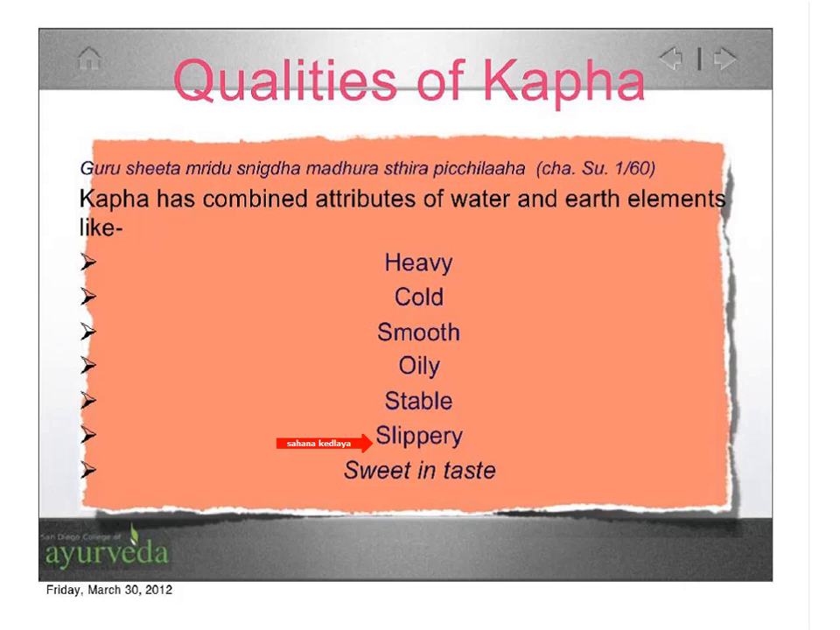The slippery. This is the quality of the water element, and it manifests in the form of the slippery nature of the mucous membranes inside the body. And the last character is that it's sweet in taste, and this sweet taste is manifested in the form of a sweet taste in the mouth, or also in the form of the sweet stage of digestion.